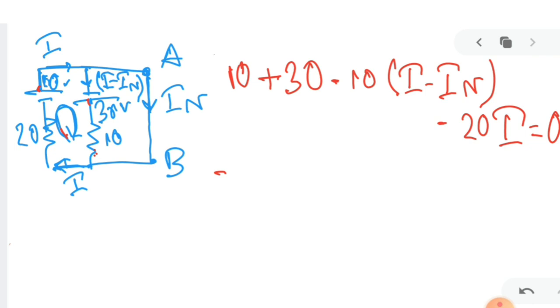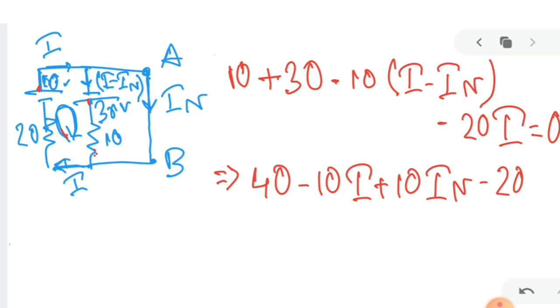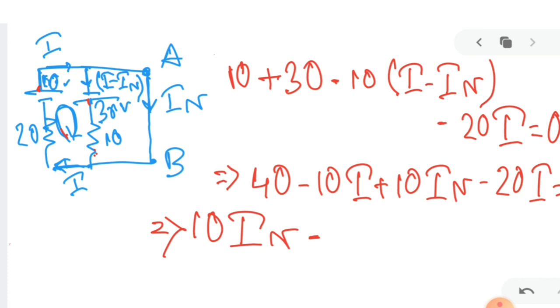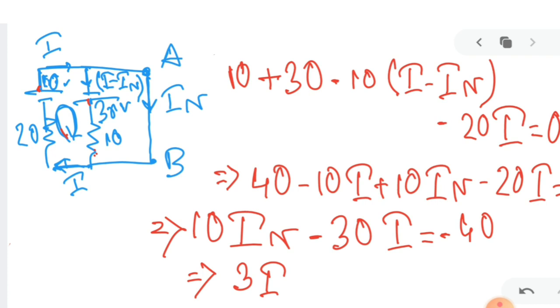This equation gives 10 plus 30, which is 40, minus 10 I plus 10 IN minus 20 I equals 0. So the equation is 10 IN minus 30 I equals minus 40. We can write it as 3I minus IN equals 4. This is the first equation.